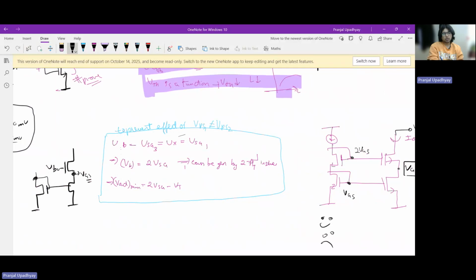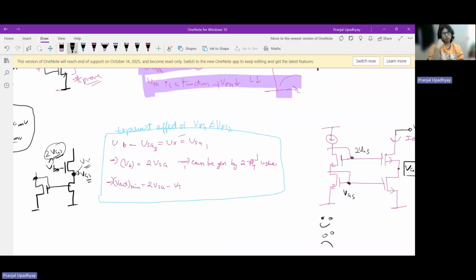So what should be the value of this guy? The value of VB then should be twice of VGS. So we have to generate VGS such that the value at this potential, which is basically Vx, equals VGS, and then you can ensure that the accuracy will be there. How will you generate twice the gate overdrive, twice the gate-to-source voltage?